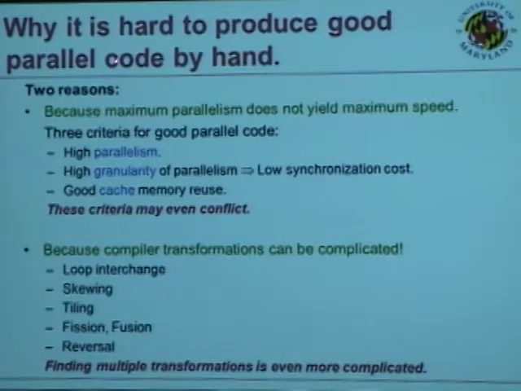And the other reason why it's hard to produce parallel code by hand is that these transformation sequences can be complicated. I will describe some of these transformation sequences for scientific programs and multimedia programs that I'm involved in. So I'll talk about what these are a little bit later.